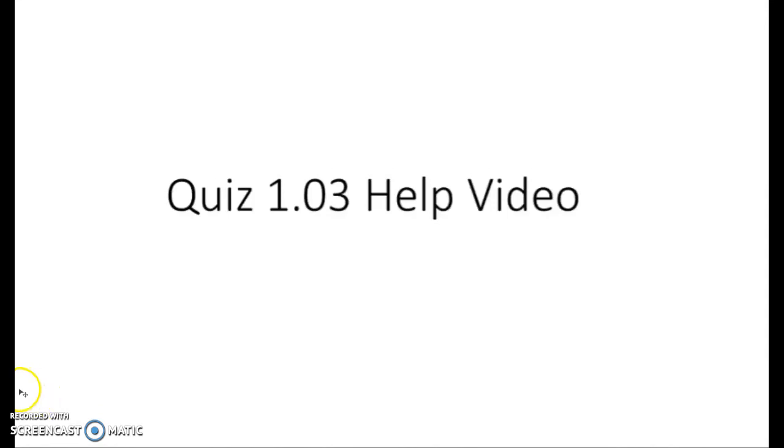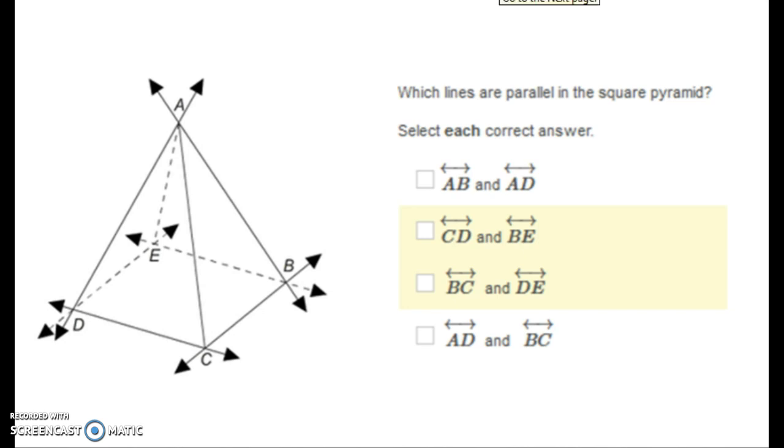So this is your help video for quiz 1.03. The first type of question you see will look something like this. This one says, which lines are parallel in the square pyramid? Select each correct answer. So I'm just going to color code it because it helps me.